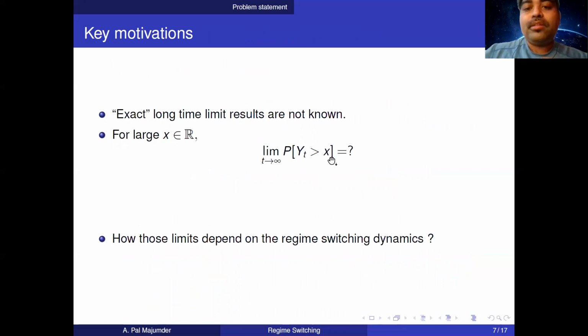But no particular expression for this kind of value is known, and that is very much important in rare event analysis, and also in some real problems where people are interested in how the underlying stochasticity of the dynamics of X will impact this value. This kind of impact is very much important in finance and econometrics. So yeah, that's the kind of motivation.